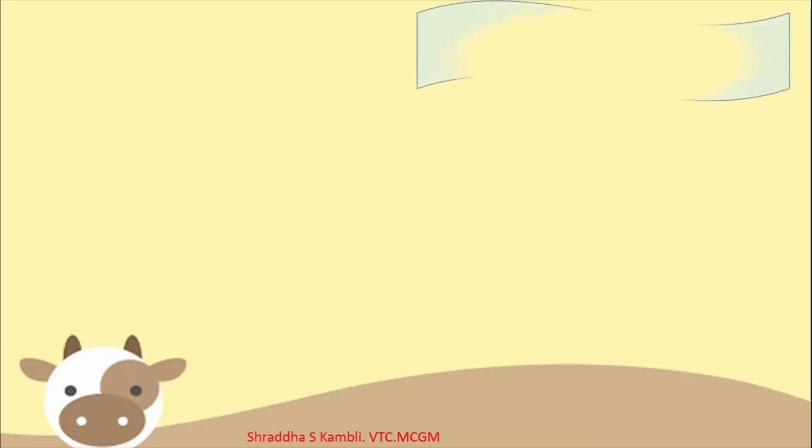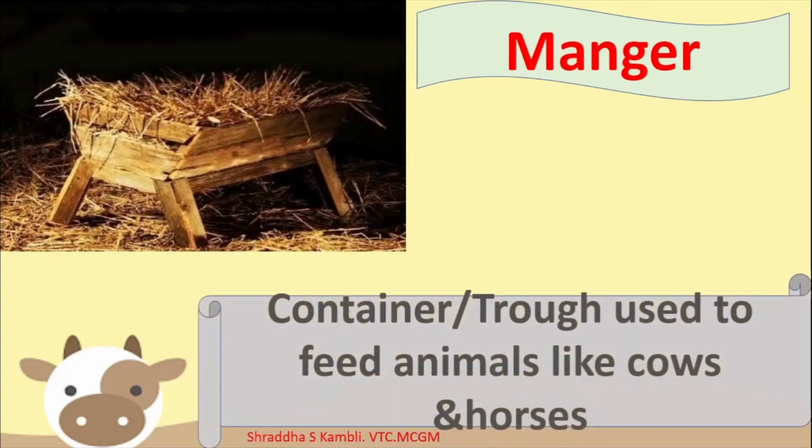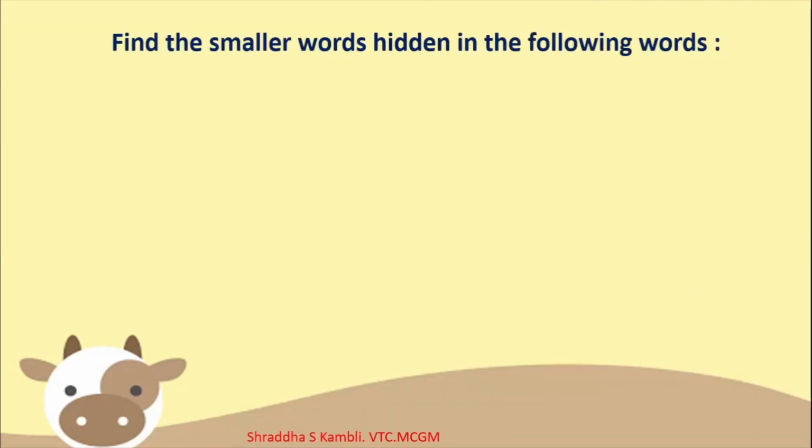Now children, let us look at some meanings from this story also. So you have manger. Now what is manger? Manger is a place or a container which is used to feed animals like cows and horses. Okay, so it is part of the house or the shelter of the cows and the horses. Alright, so this is manger. Let us look at some exercises now from your textbook.